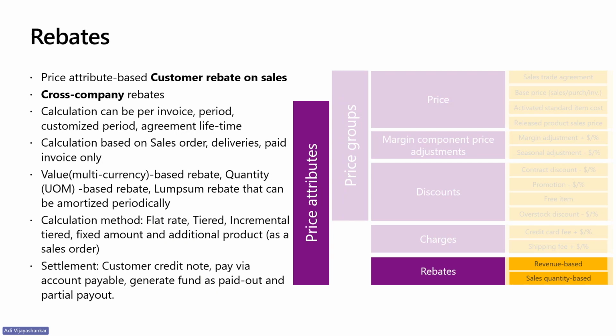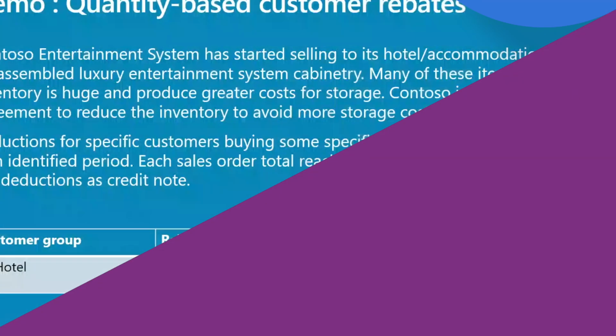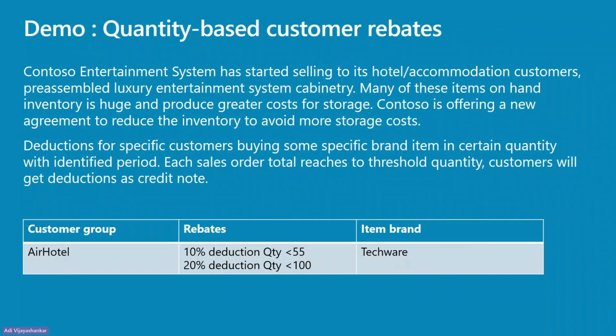It overcomes the constraints imposed by the ability to only select items or groups, or all items in earlier versions of rebate management. Some of the existing capability includes price attribute-based customer rebate on sales, cross-company rebates, calculation per invoice, period, and agreement lifetime, calculation based on sales order, deliveries, and paid invoices, different types of rebates such as value-based, quantity-based, and lump sum rebates, as well as varying calculation and settlement methods. Now let's demonstrate a quantity-based customer rebate scenario.